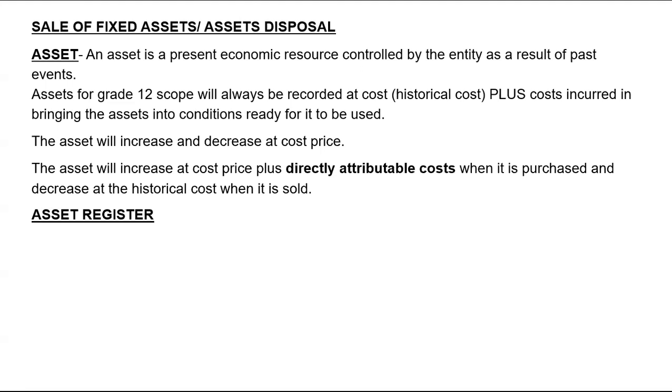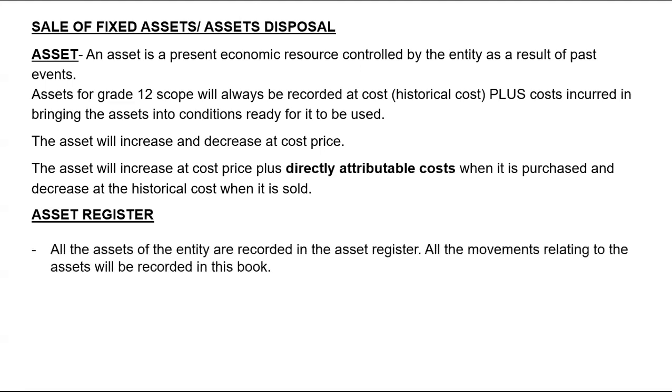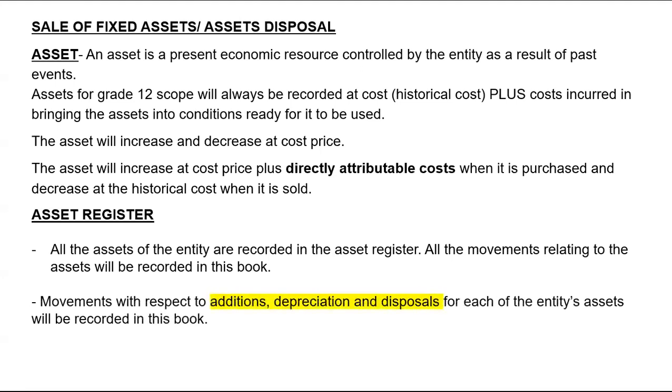Now we have what we call an asset register, which is simply a record of the assets' movement, specific assets' movement. All the assets of the entity are recorded in the asset register. All the movements relating to the assets will be recorded in this book. Movements with respect to additions, depreciation, and disposals for each of the entity's assets will be recorded in the asset register.